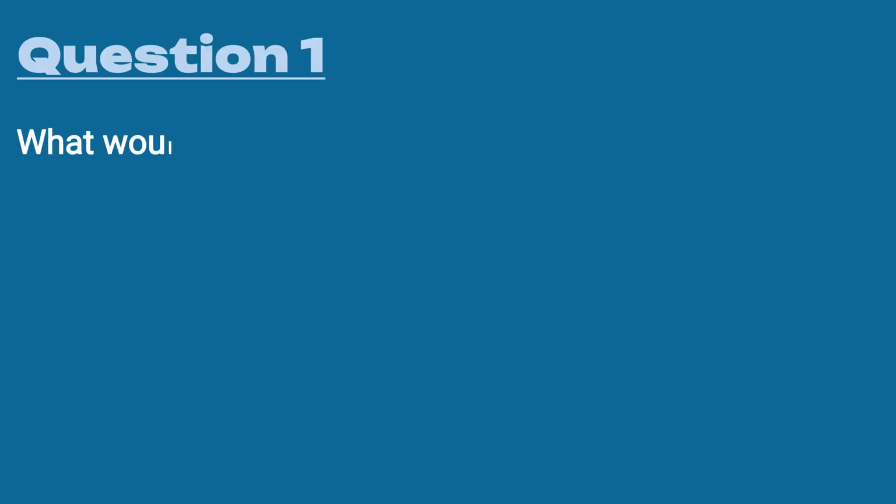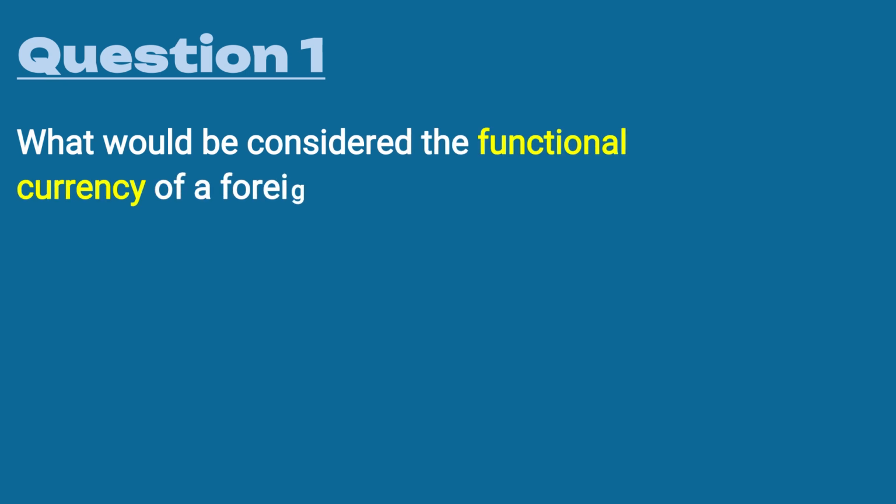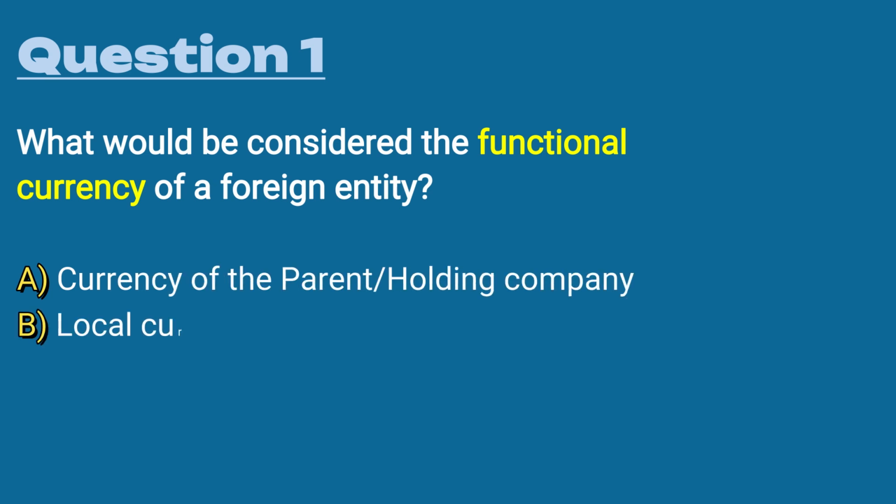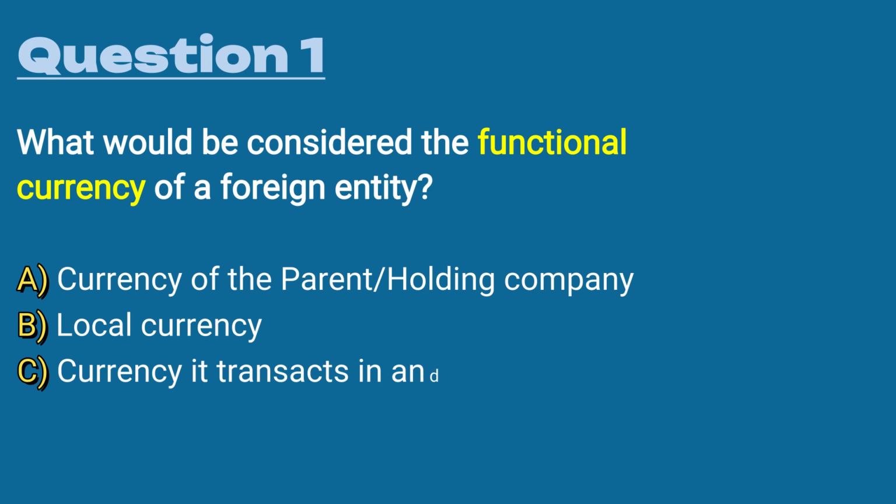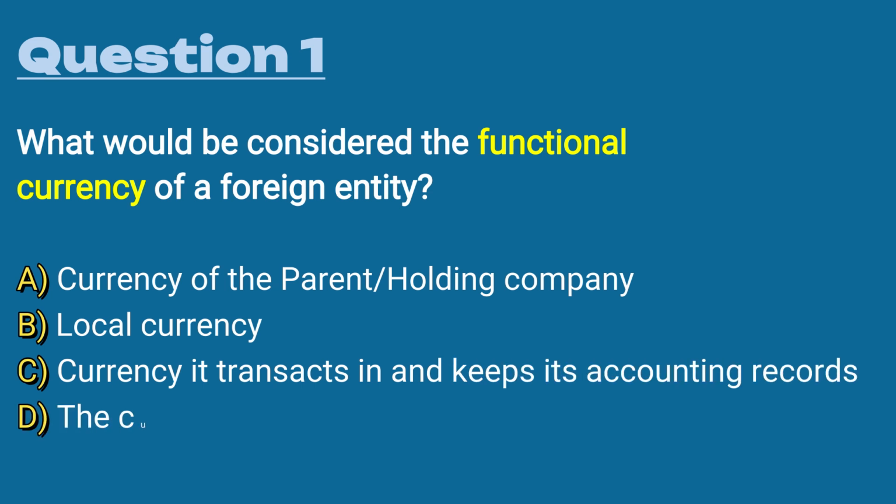Question number 1. What would be considered the functional currency of a foreign entity? A, currency of the parent holding company. B, local currency. C, currency it transacts in and keeps its accounting records. D, the currency of the client.